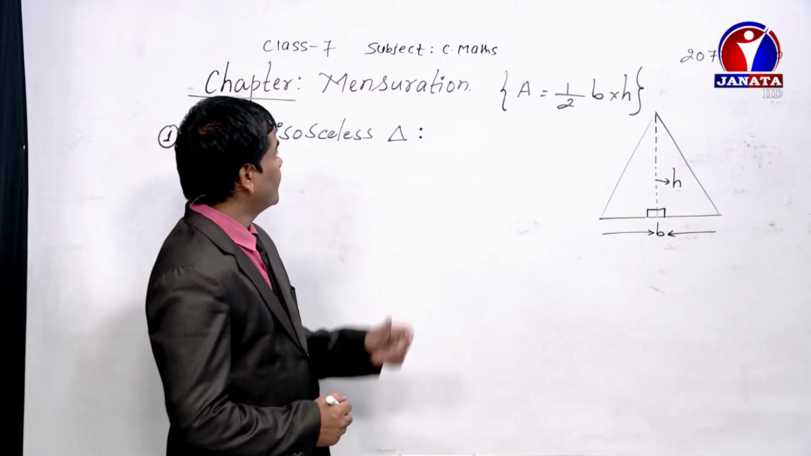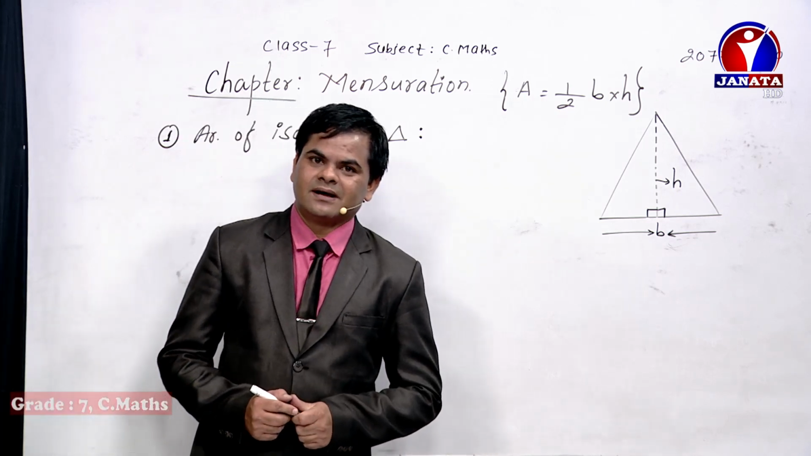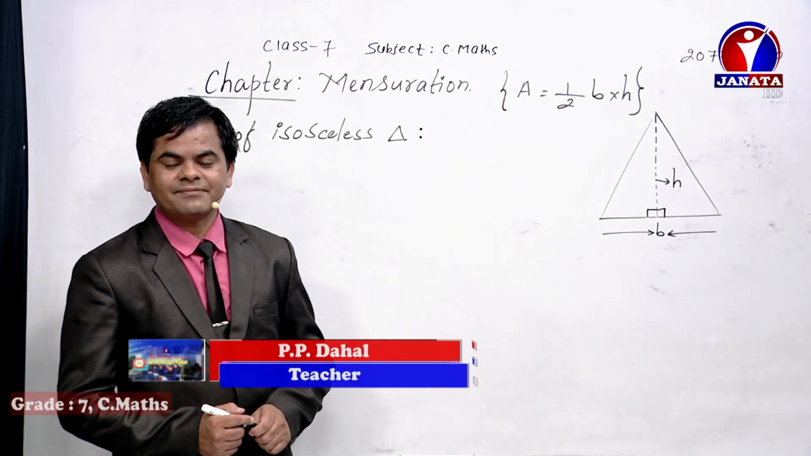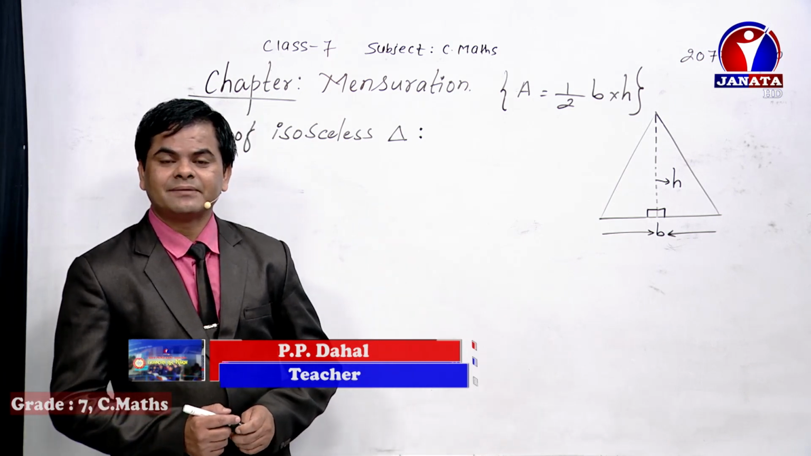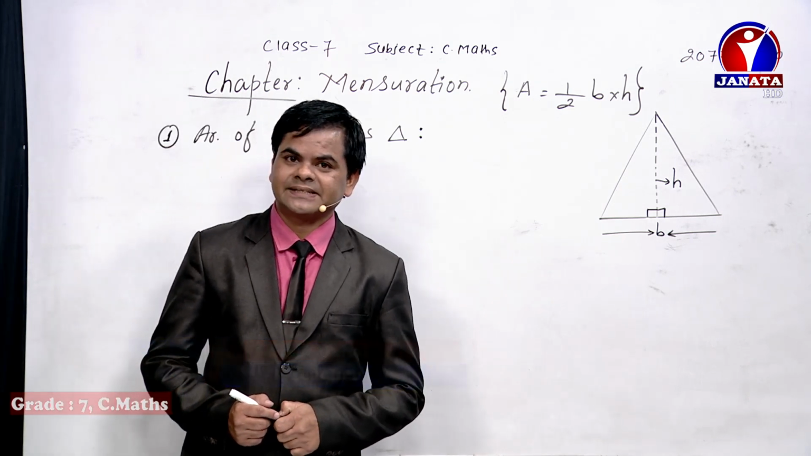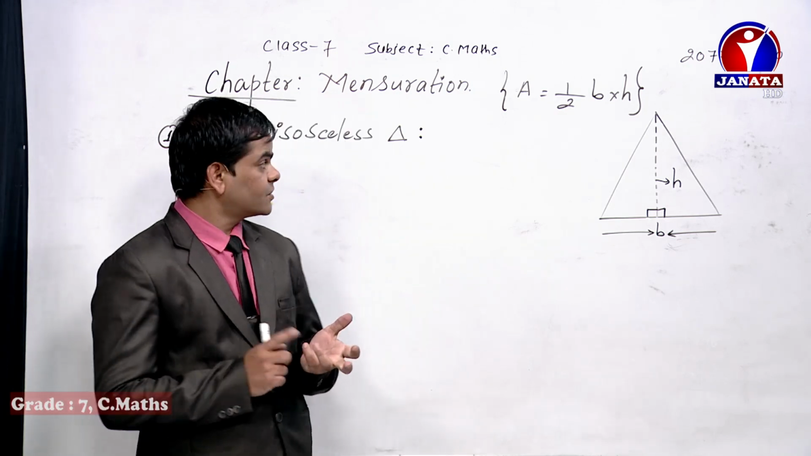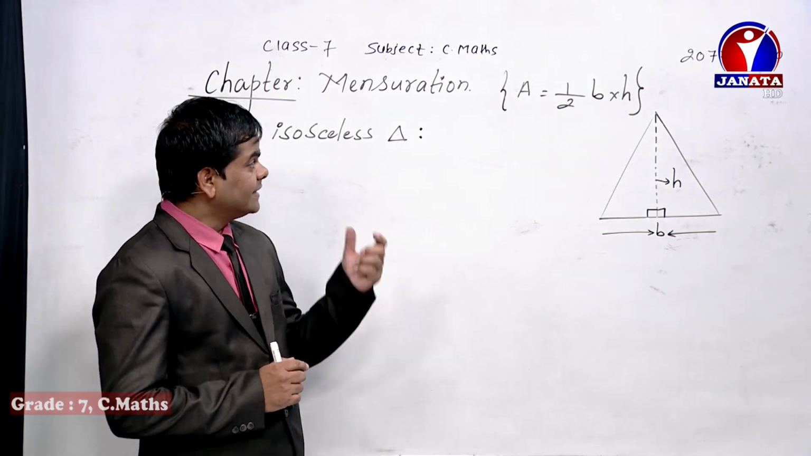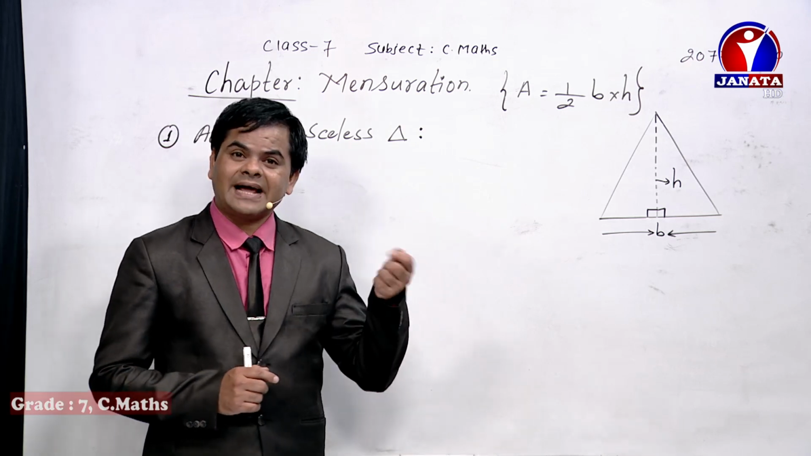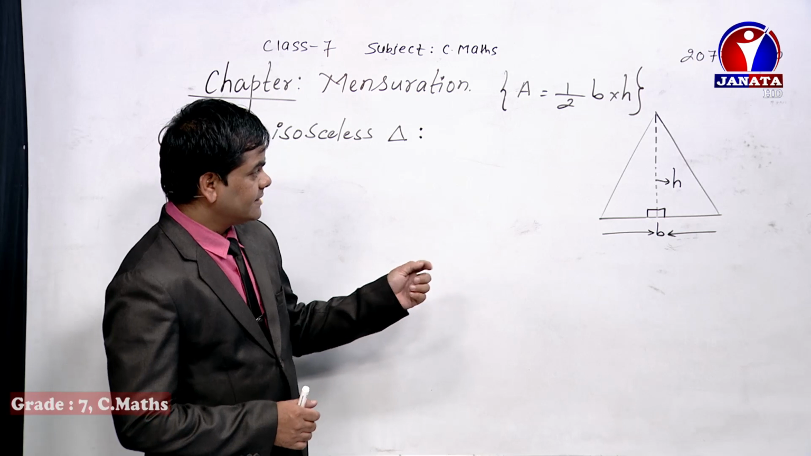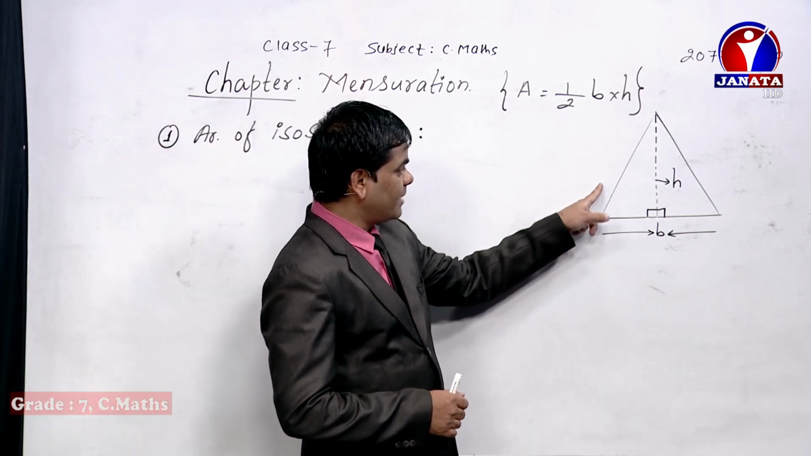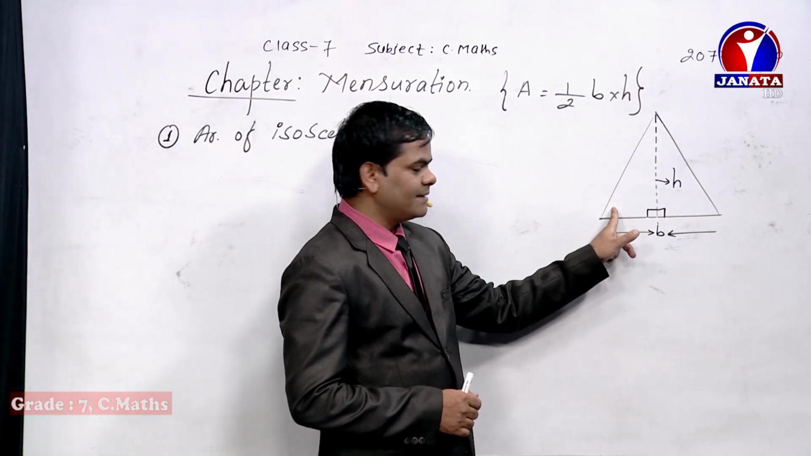Last time we were discussing the way of deriving the formulas of the mensuration chapter, especially for plane figures as well as solid objects. We discussed using one formula to derive other formulas. What did we use? 1 by 2 this side into sine of the middle angle.